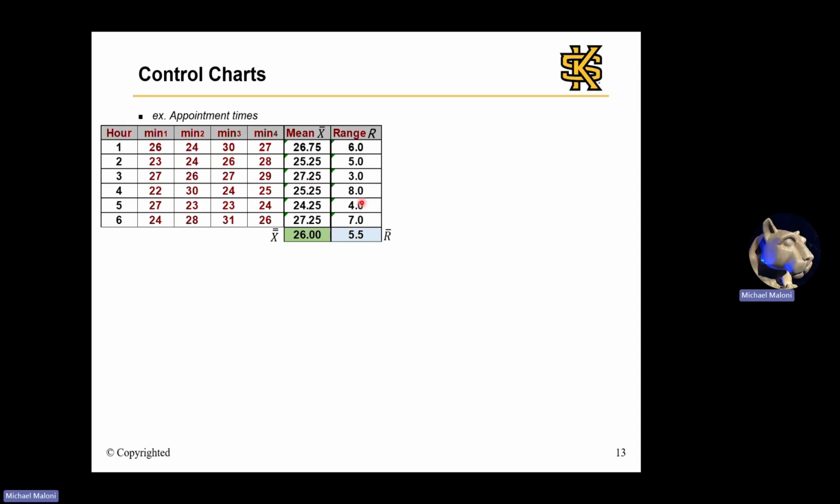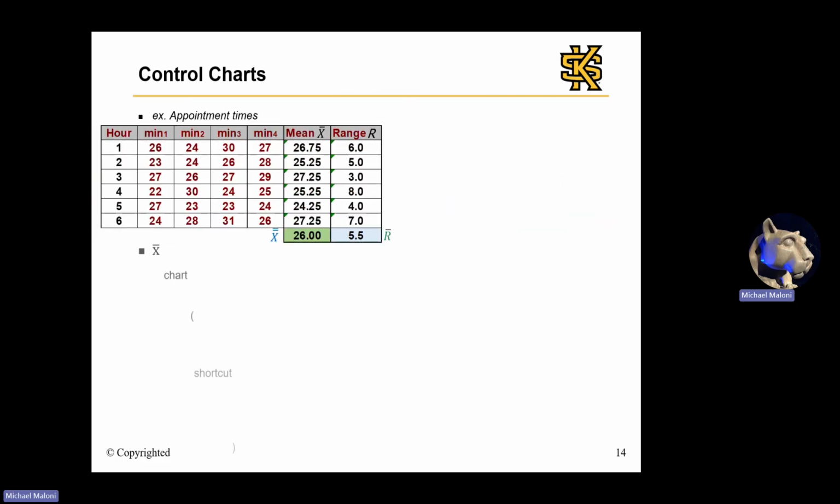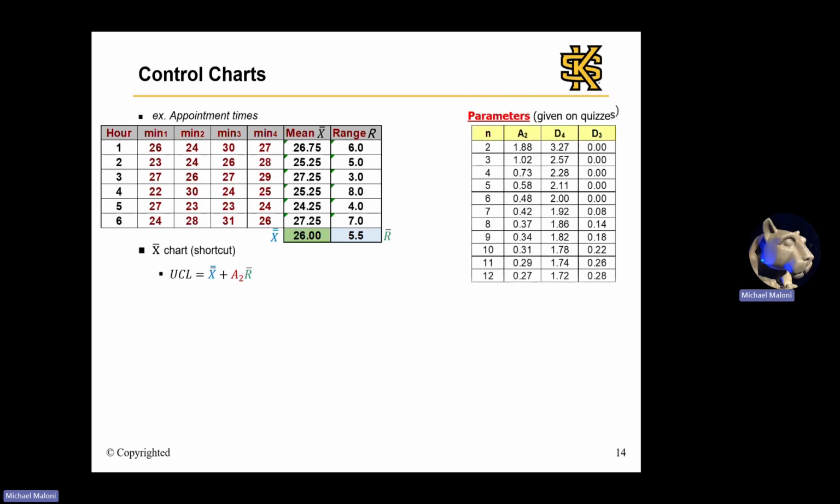So at this point, we can now calculate the control limits for our X bar chart and our R chart. And again, you're not responsible for these calculations, at least in this class, but you still may want to follow along. For the X bar chart, we can calculate the upper control limit, which is X bar bar plus A2 R bar. So we just calculated X bar bar and R bar. We need the A2, and that comes from this parameter table.